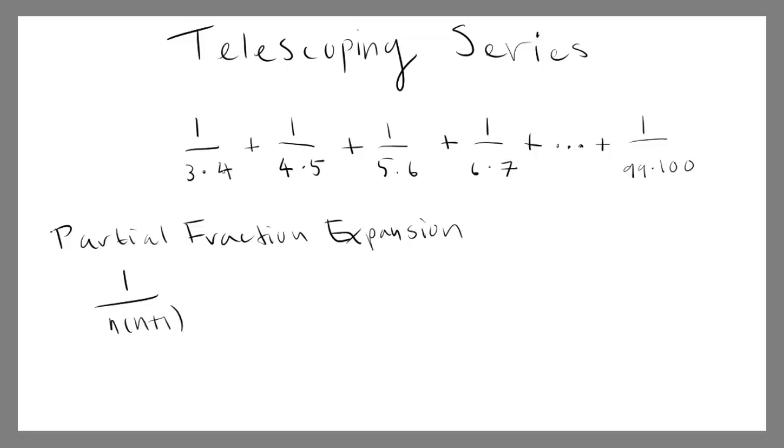This is representative of each of these terms. If you substitute 3 in for n, then n plus 1 is 4, and you're going to get 1 over 3 times 4, and this is the same for the entire series. Now, what does partial fraction expansion tell us? Well, it tells us that we can write this general term as something like this.